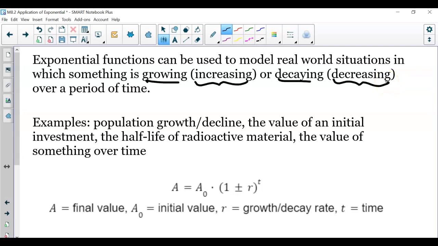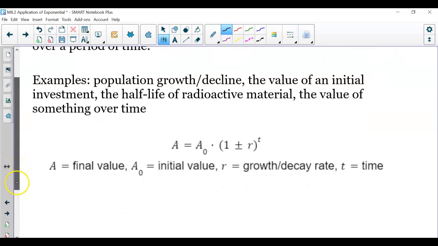Some examples could be like population. There could be a growth or decline. The value of an investment, something over time. Think about technology, think about your cell phone. Let's say you were to buy your cell phone and the original was $999. Well, after having that cell phone for 5 years and you go to trade it in, is it still worth that $999? Well, no, it's lost value over those 5 years. So those are some examples.